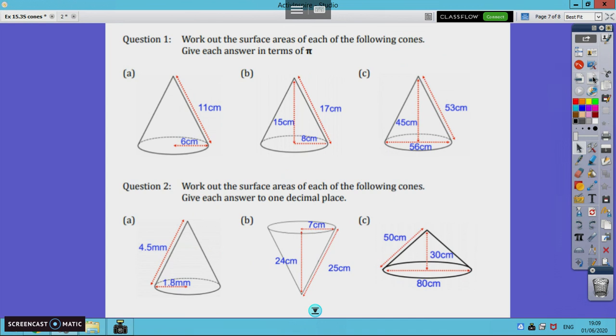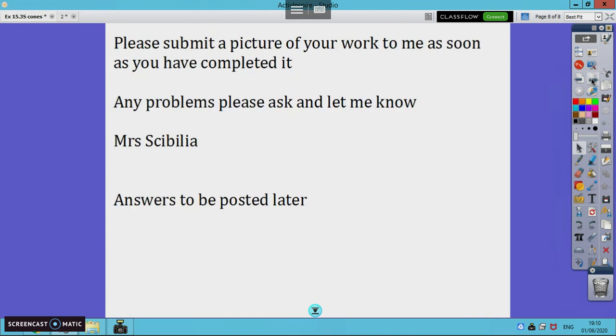Okay, here are the questions I'd like you to do for today. So you've got question 1. I want you to give your answer to the surface area for each of these in terms of pi for question 1. And then question 2 is to 1 decimal place. Remember which lengths you need.